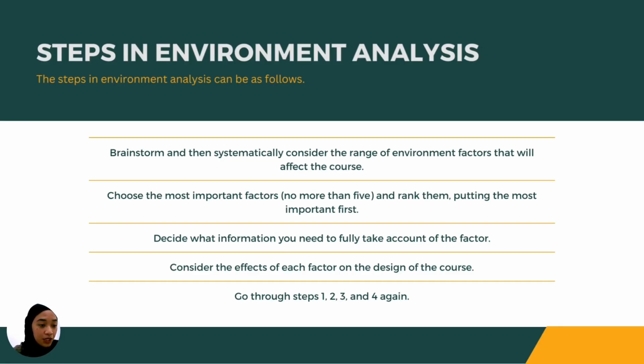My name is Mustani Sutanasana, and this part is about steps in environment analysis. The steps in environment analysis are as follows. The first step is to brainstorm and then systematically consider the range of environment factors that will affect the course. The next step is to choose the most important factors, no more than five, and rank them, putting the most important first. The third step is to decide what information you need to fully take account of the factor. The fourth step is to consider the effect of each factor on the design of the course. And the last step is to go through steps 1, 2, 3, and 4 again.